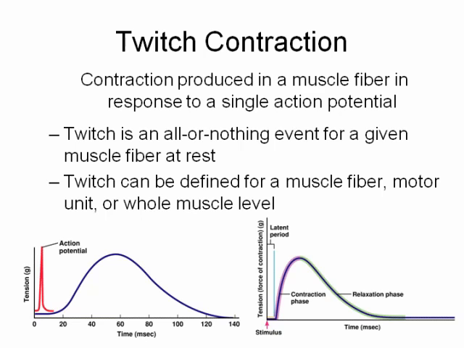The twitch contraction is produced in a muscle fiber in response to a single action potential. It's all or nothing, just like an action potential. It's either there or it's not, and when it's there, it is there at its full magnitude. And as I said, it can be defined at three different levels: that of the single cell, the motor unit, or the whole muscle. So we have an action potential. We're talking again excitation-contraction coupling. Action potential preceding the contraction, and this contraction is what we refer to as a twitch. And the twitch is going to reach the same magnitude each time it is generated.